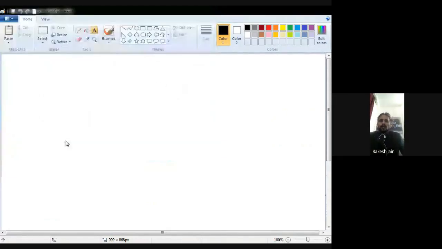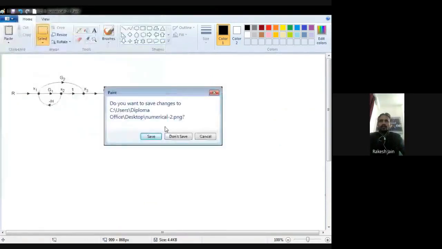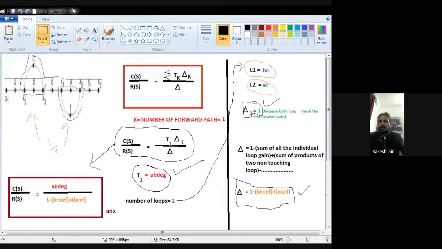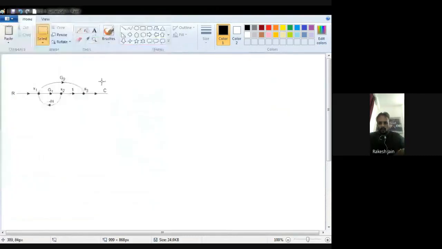I just save the file. Now see the next numerical. So let's suppose this is my numerical. Alright. Now I have to find the same things, the transfer function and so on. So first of all I write down the formula as we wrote previously. I just copy the formula, so time will be saved.